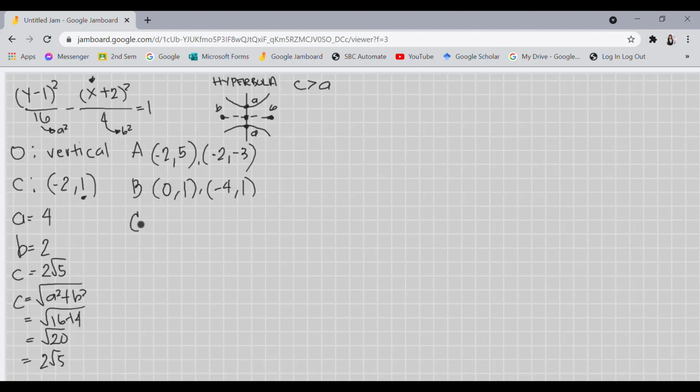And then for your foci, collinear with the vertices, one is above and one is below. Those use your c. So we copy −2, we have 1, and we add 2√5 because we are going upward.